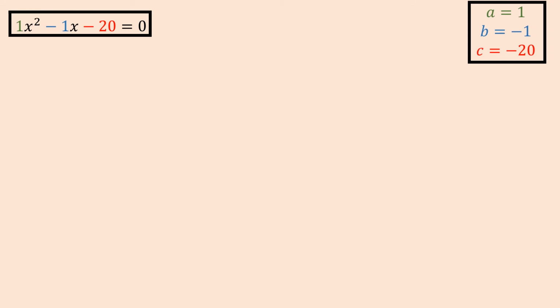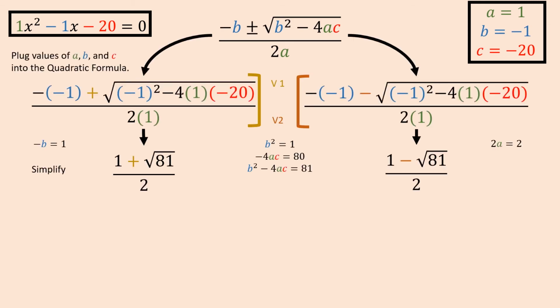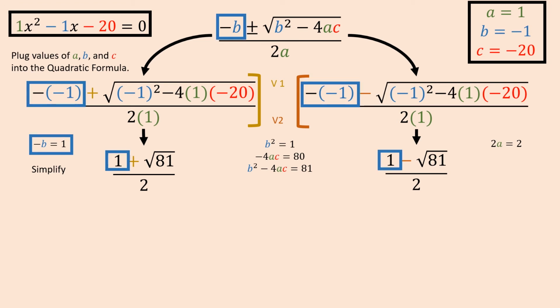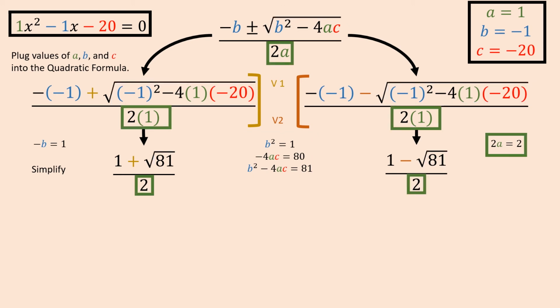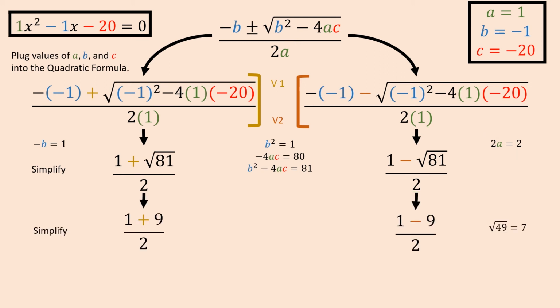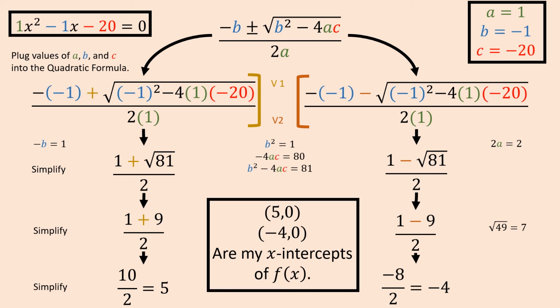Let's bring up the quadratic formula. We plug in a, b, and c. We then insert our value for negative b, which is 1. We calculate what b squared minus 4ac is, and that's 81 here. And finally, we do 2 times a, which is going to be 2. The square root of 81 is 9. 1 plus 9 is 10. 1 minus 9 is negative 8. And if I divide each of those values by 2, we get 5 and negative 4 as our two values from the quadratic formula. This tells us that (5, 0) and (negative 4, 0) are my x-intercepts of the function f of x.